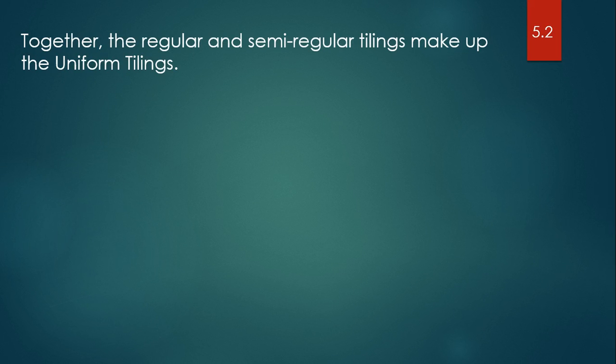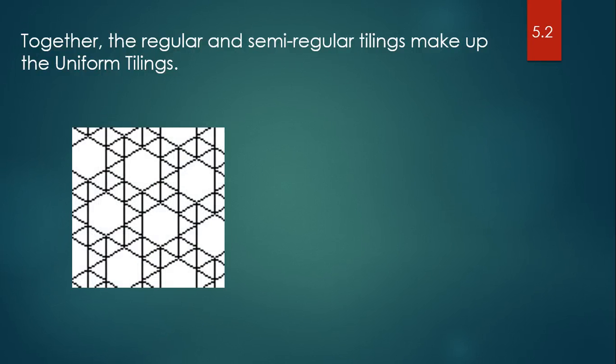Now if we put together the regular tilings, which remember only have one kind of regular polygon in them, and the semi-regular tilings, which have more than one kind of regular polygon, we have what's called the uniform tilings. So we've already looked at this particular tiling, which we said was semi-regular. So it is one of the uniform tilings. And one of the things we're always going to be able to find in a uniform tiling is something called a vertex net.